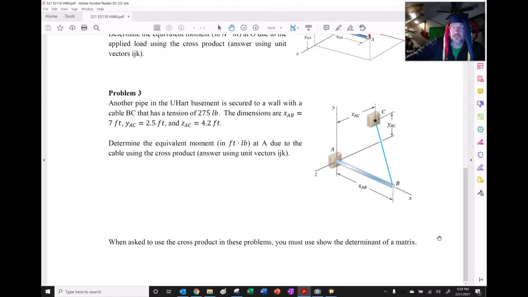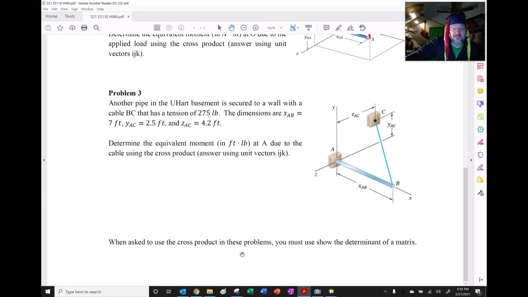Right, so continuing on with our solution to homework number 6. Yet another pipe in the basement is secured to a wall with a cable BC that has a tension of 275 pounds. The dimensions are 7 feet by 2.5 feet by 4.2 feet. Determine the equivalent moment in foot-pounds at A due to the cable using the cross product. Answer using unit vectors i, j, and k.